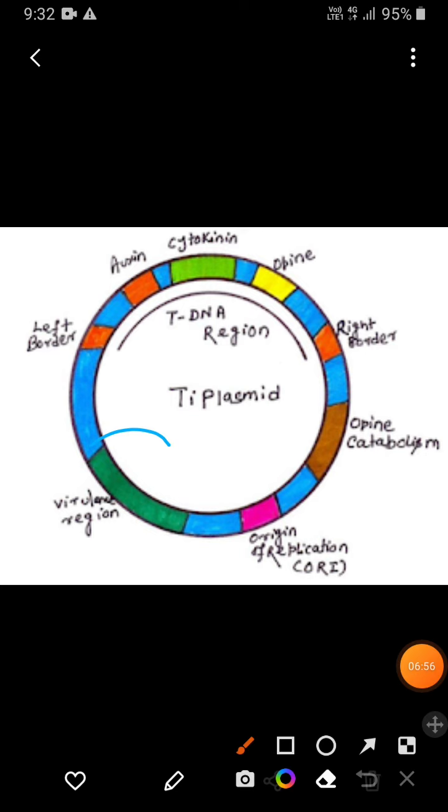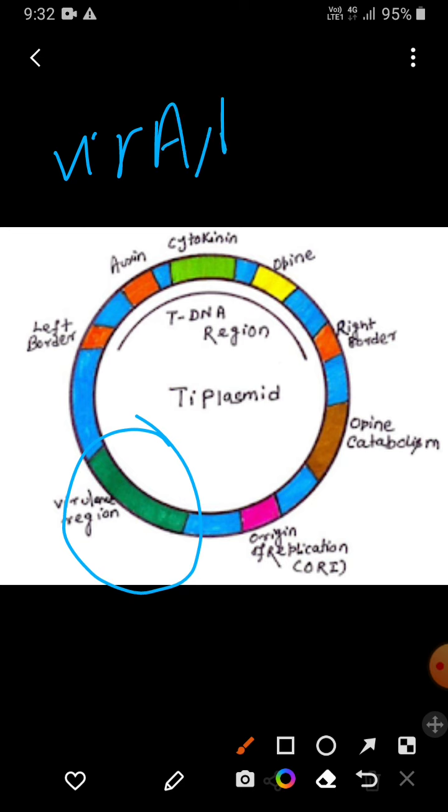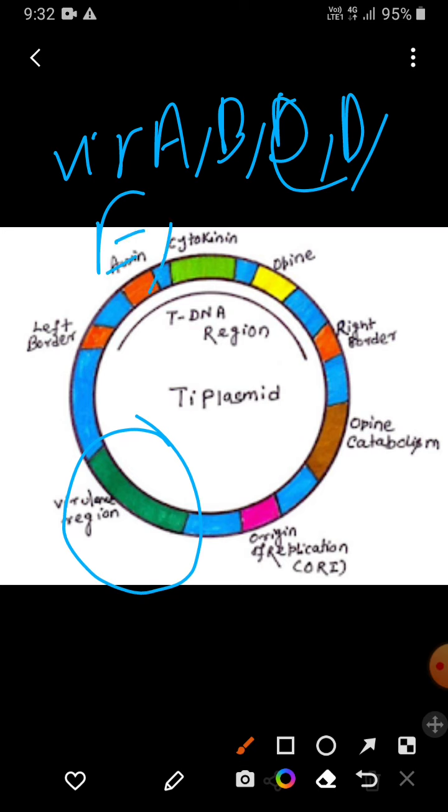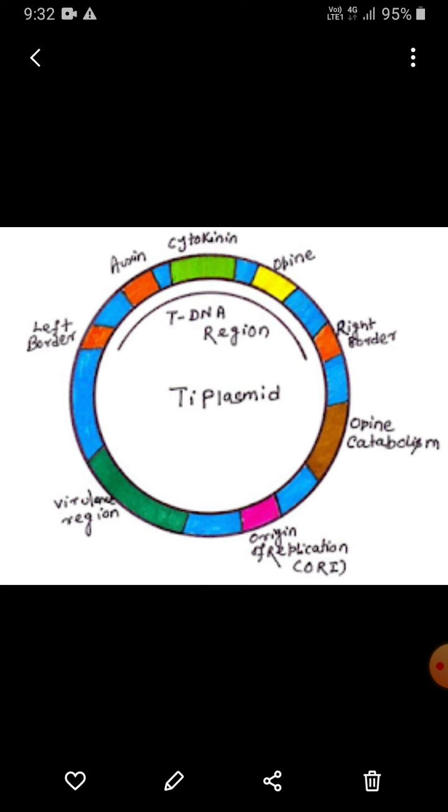Now these vir genes are organized in different operons of the Ti plasmid, and we need to remember the names of those operons. The names are virA, virB, virC, virD, virE, virF, virG, virH. Along with the Ti plasmid, there are other operons present inside the chromosome, that is chvA, chvB, and chvF.